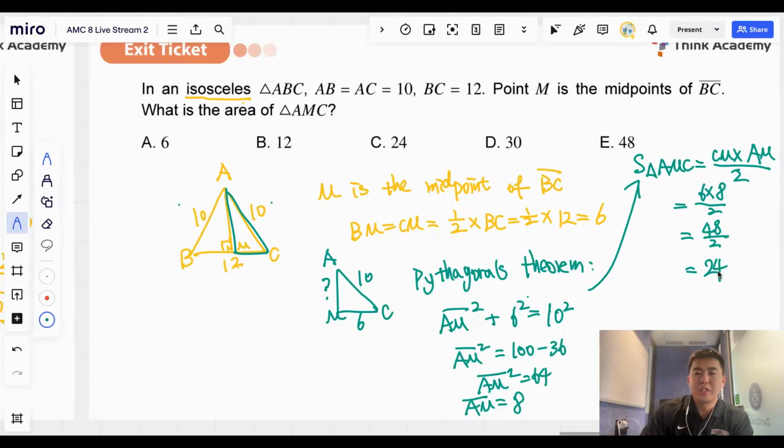Okay, so which option A, B, C, or D gives you 24? Should be option C, right? So that's for this problem. Again, it's the same technique, draw the helping line. But in this case, it's given to you that point M is the midpoint. So it's testing whether you know that, given an isosceles triangle, connecting the midpoint of the base to the top vertex will give you the height of the triangle. So I think that's the tricky point of this problem.